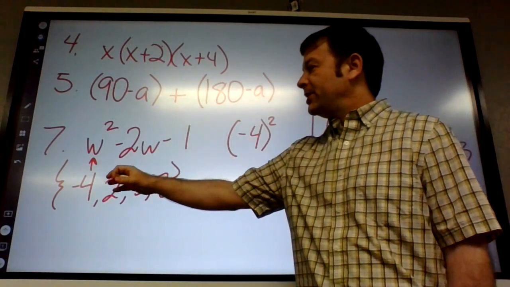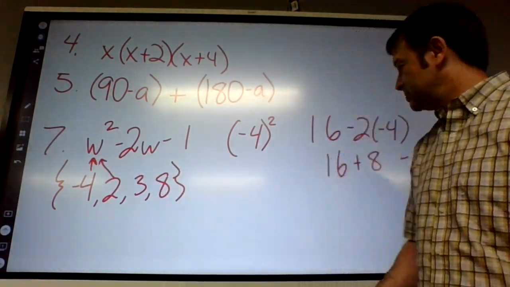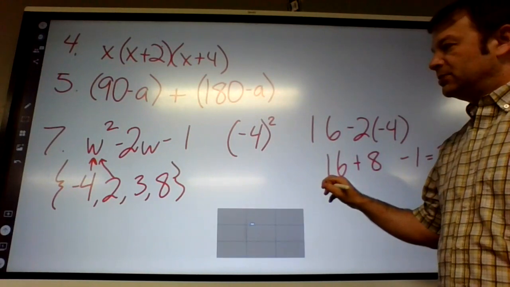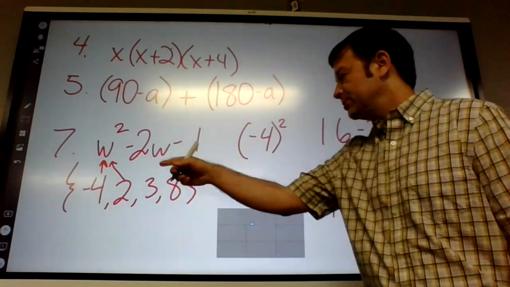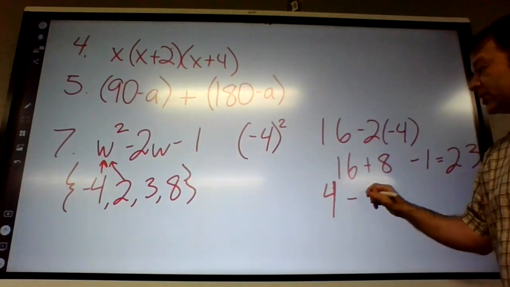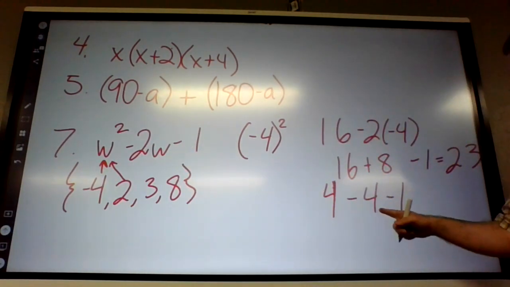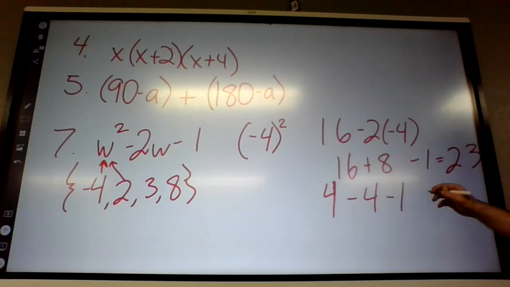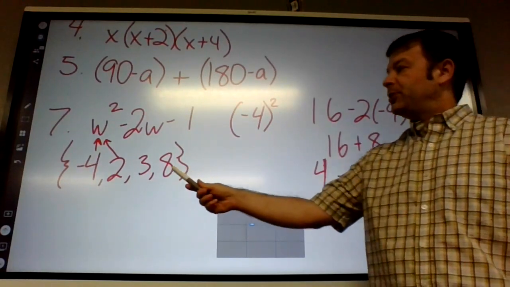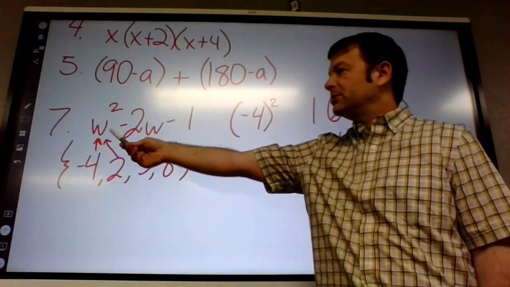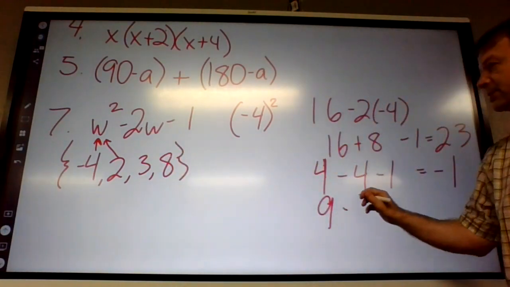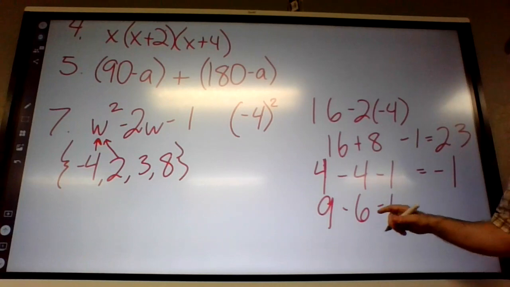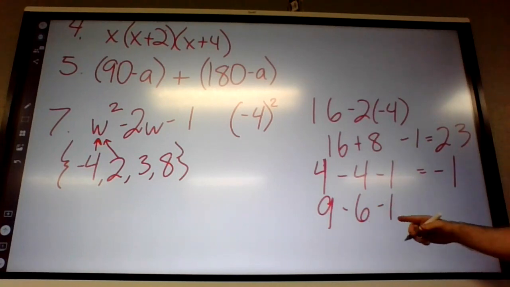Okay, then if we plug in 2, what's 2 squared? 4 minus 2 times 2. So minus 4 minus 1. 4 minus 4 is 0. Minus 1 is -1. If I plug in 3, what's 3 squared? 9. 2 times 3 is 6. So 9 minus 6 minus 1. 9 minus 6 is 3. Minus 1 is 2.